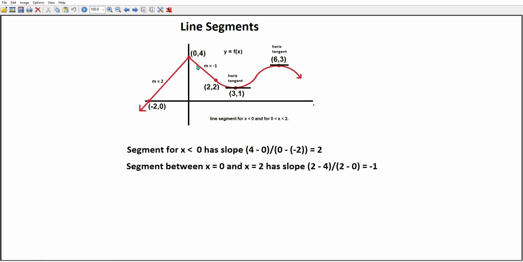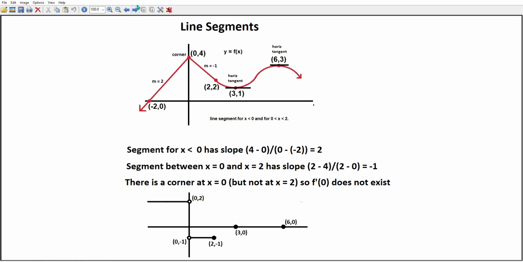The section of the graph between (0, 4) and (2, 2) is also a segment. The segment between x equals 0 and x equals 2 has slope (2 minus 4) over (2 minus 0), or -1. And we notice at 0, there is a corner. There is not a corner at 2, by the way. So f prime of 0 does not exist.